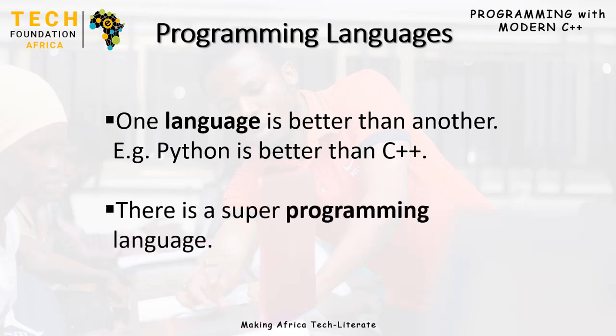Now the next myth is a super programming language. Actually, there is no universal programming language. Every programming language does something well at the expense of another. So you won't get a holy grail, a programming language that tops all. There is nothing like that.